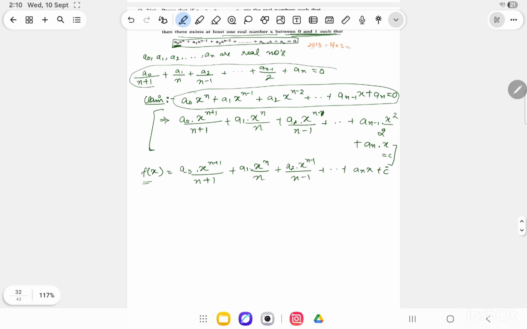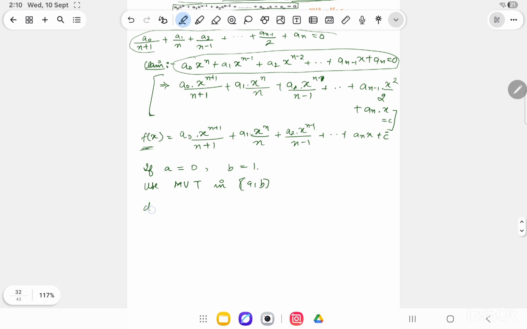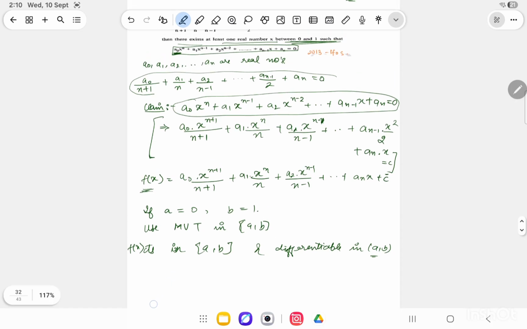If I choose a to be 0 and b to be 1, then I can use the mean value theorem in the interval [a, b]. The function f(x) that I have assumed is a polynomial function, so it is continuous in the closed interval [a, b] and differentiable in the open interval (a, b). So the necessary conditions of the mean value theorem are satisfied.